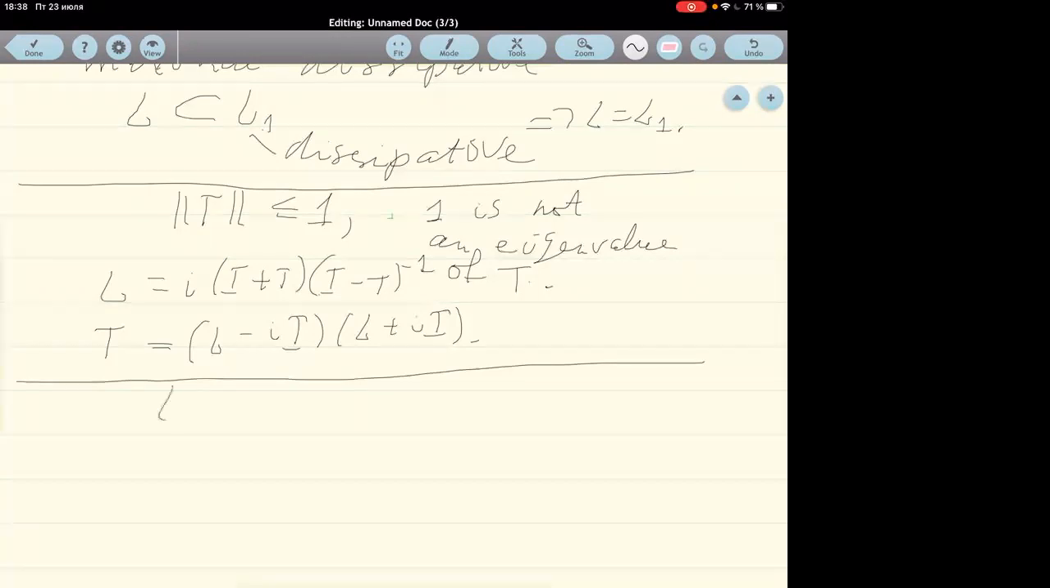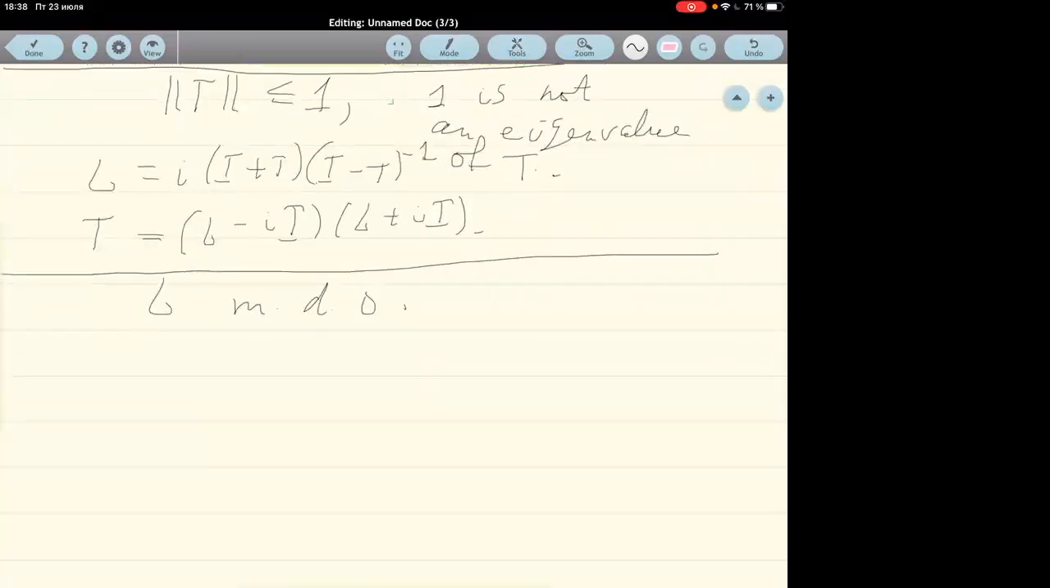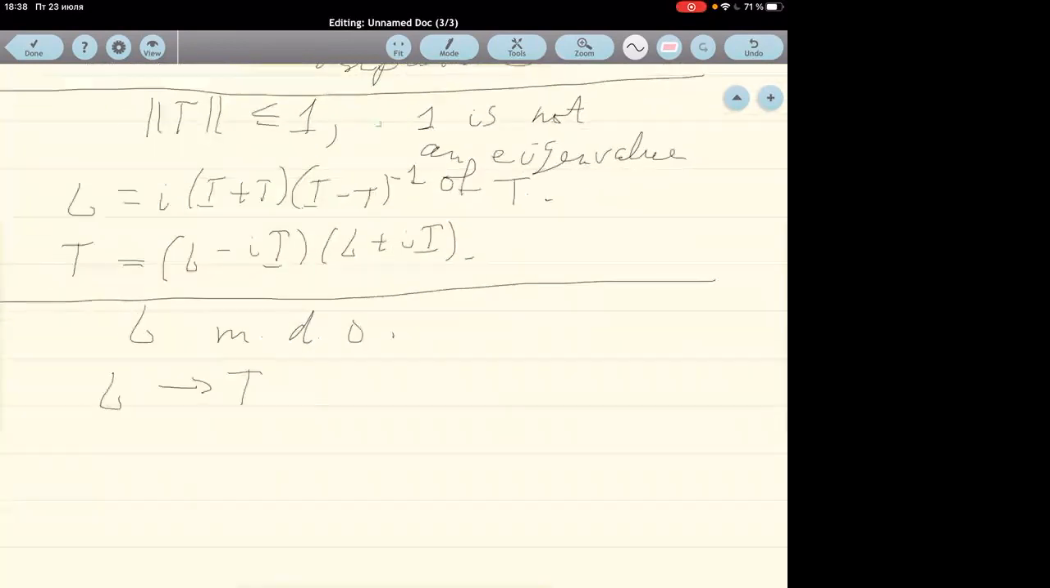a dissipative operator? Suppose that L is a maximal dissipative operator. Which functions can we consider? Okay, we can proceed from L to T, where T is the corresponding contraction. It's called the Cayley transform. And for contractions, we can define functions of contractions the following way.